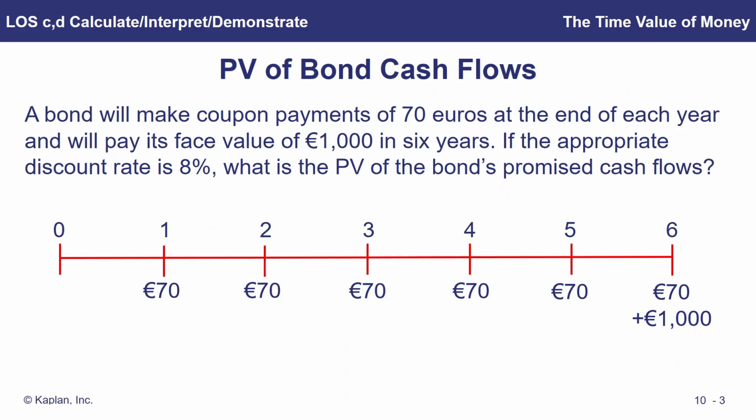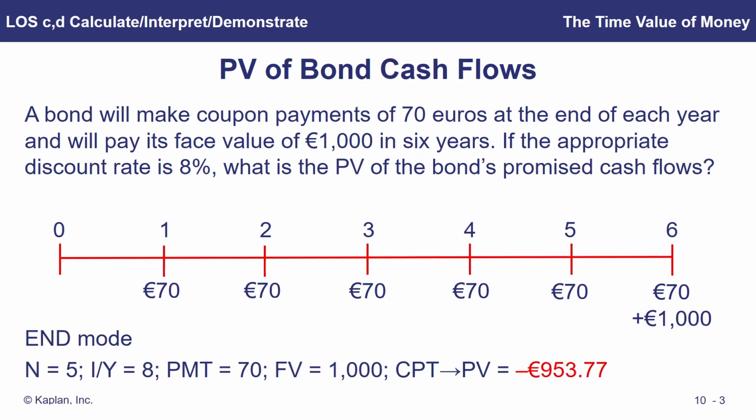And all of this can be done in one go on that BA2 Plus calculator. So notice we want the calculator in end mode because the first coupon we're assuming is at the end of the first year. And then we're going to tell our calculator N equals, well, we could enter 5, but we're going to get the wrong answer because actually N is the number of periods and it's 6. So let's change that to the correct figure. N equals 6, IY equals 8, our discount rate, payment equals 70, future value 1,000, and we're going to compute the present value and get minus 953.77.